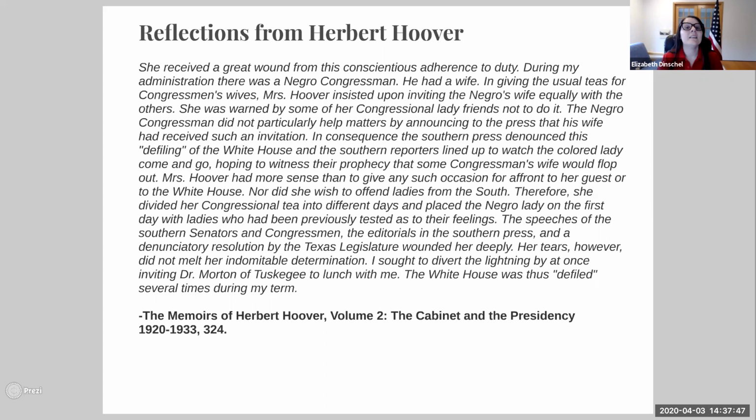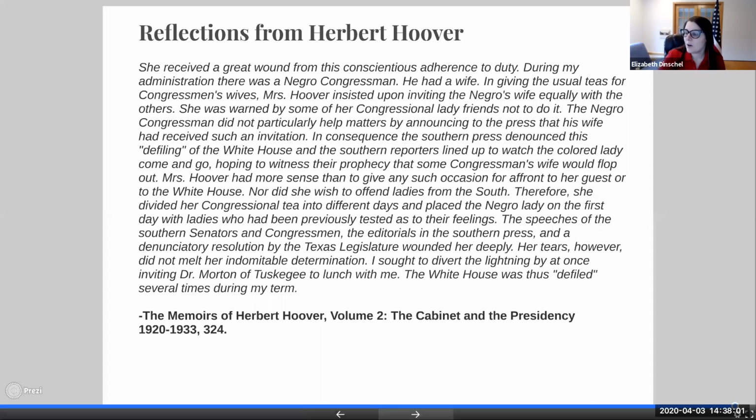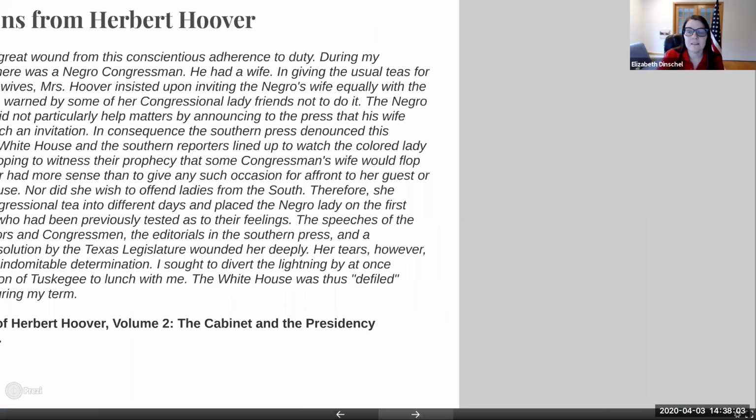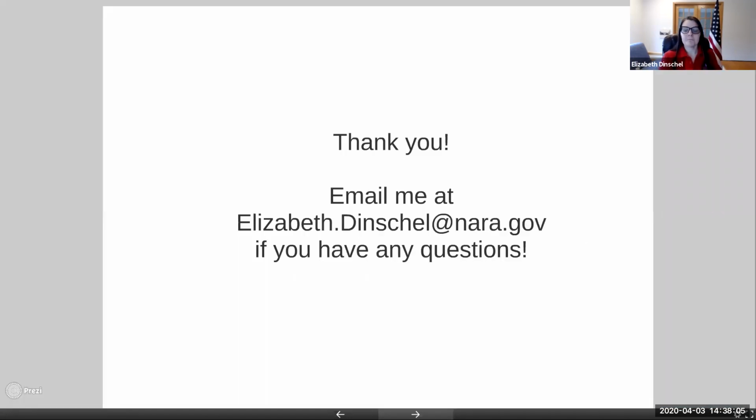The White House never went back to being segregated after this. Directly after Hoover left the White House, FDR came in, and Eleanor and Franklin both had African-American guests in the White House. So the White House would remain desegregated after that.